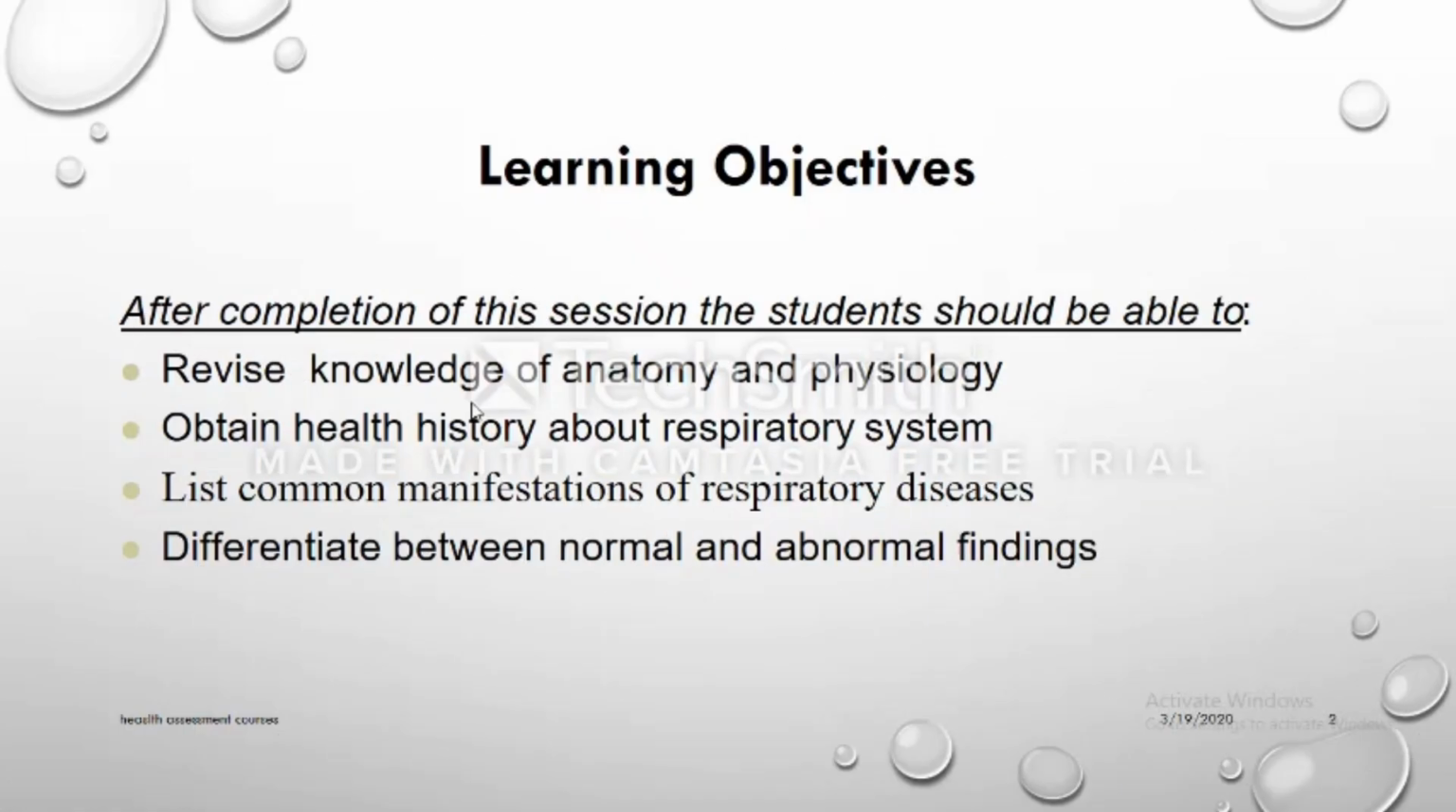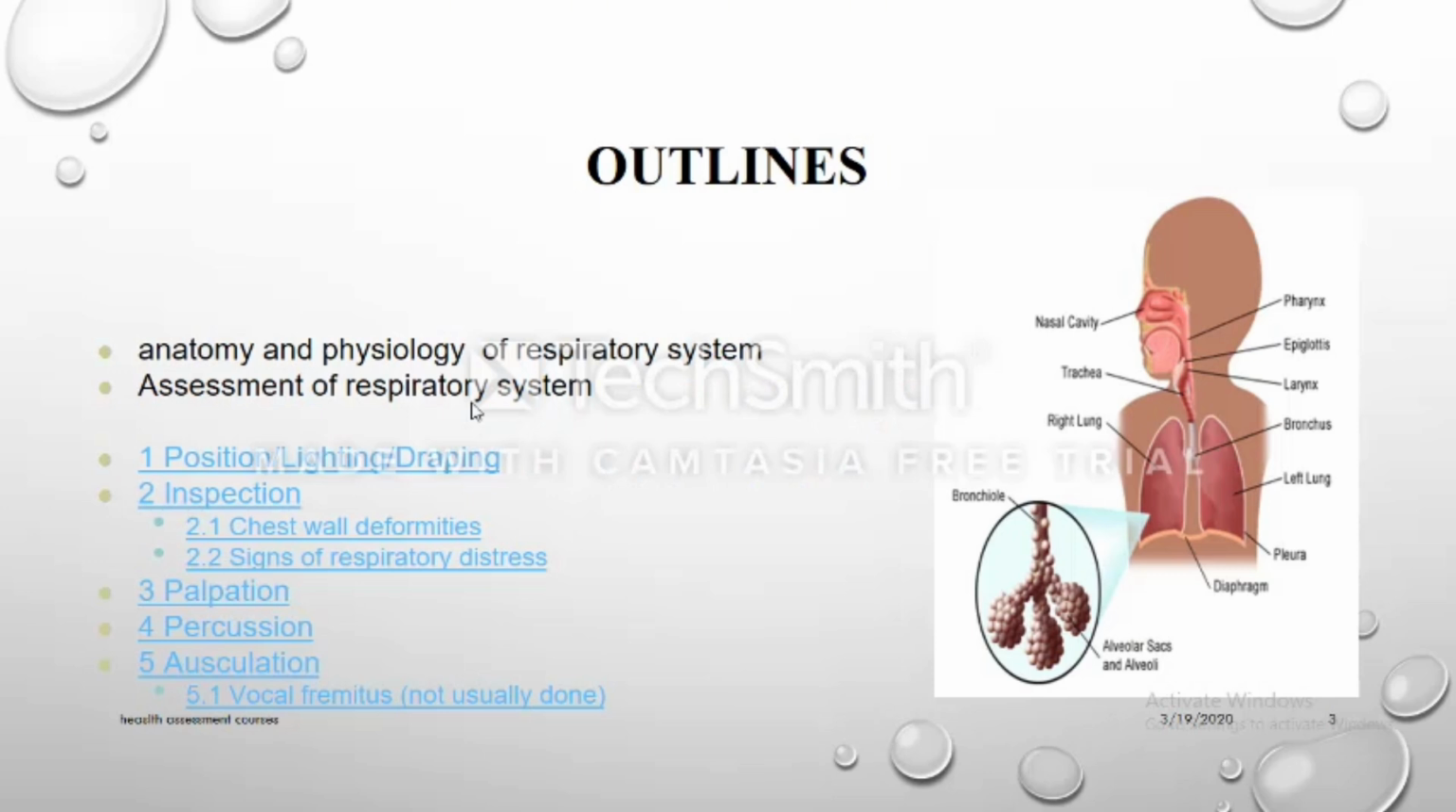Our objectives from this session will be to revise knowledge of anatomy and physiology, obtain a health history about the respiratory system, list common manifestations of respiratory diseases, and differentiate between normal and abnormal findings. Our outline will be about anatomy and physiology, then the assessment of the respiratory system position, lighting, and draping, and the physical examination that includes 4 techniques: inspection, palpation, percussion, and auscultation.